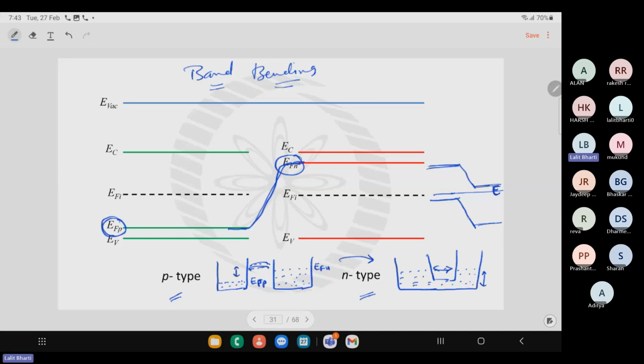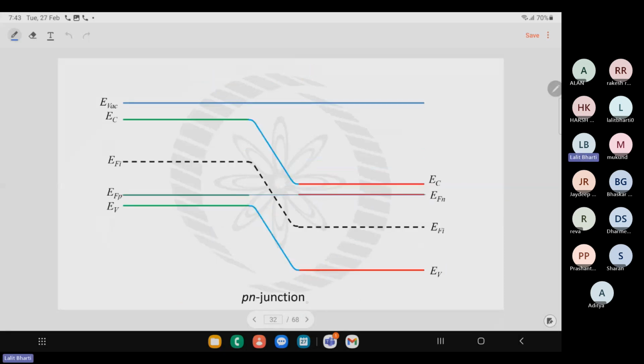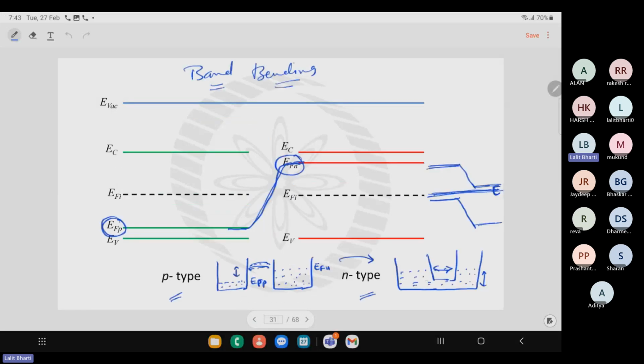So your Fermi level is at the center. This is called band bending. This is a very important phenomenon in the case of a solar cell. Why is it important? Because it will ensure the movement of electrons. Fermi level is basically the level of electrons, so you can take it as the level of a liquid. You know liquid will flow from a higher level to a lower level.